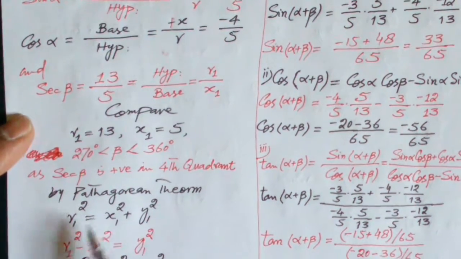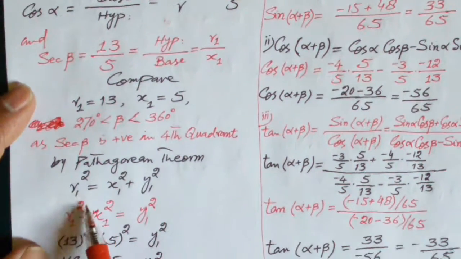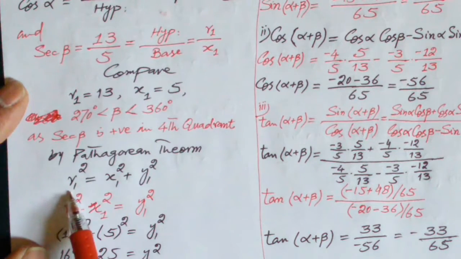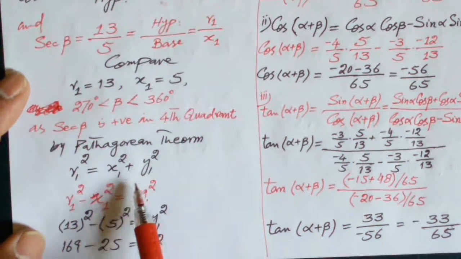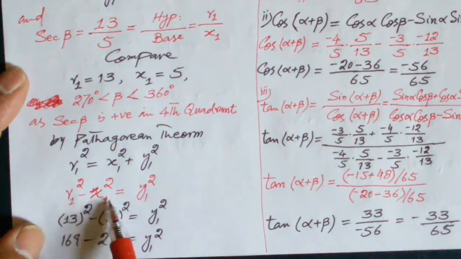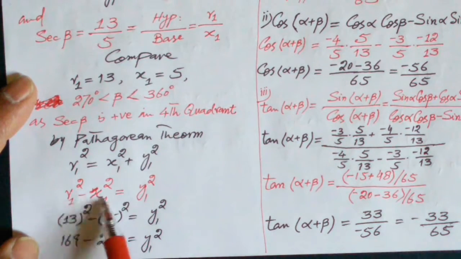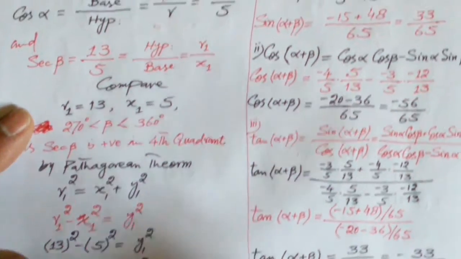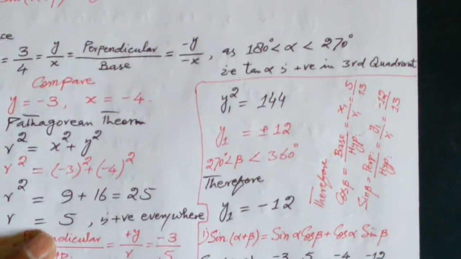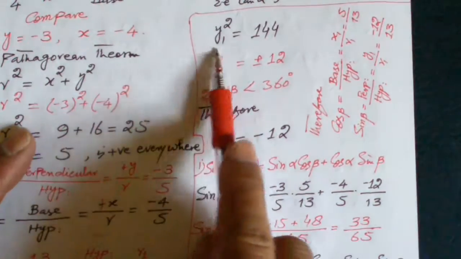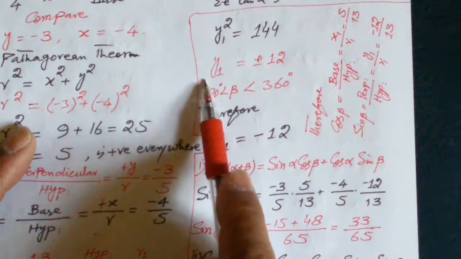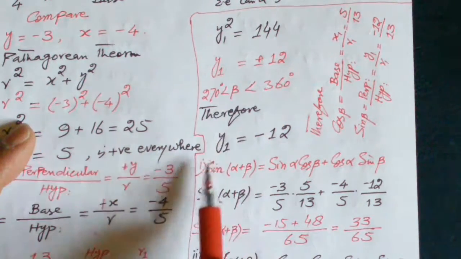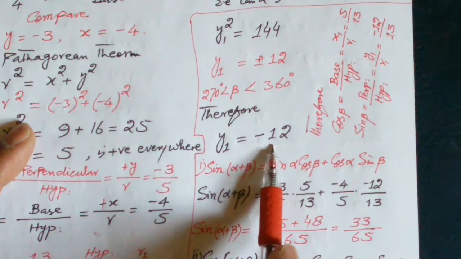To calculate the perpendicular, we apply the Pythagorean theorem, which is r1 whole square is equal to x1 whole square plus y1 whole square. R1 whole square minus x1 whole square is equal to y1 whole square. Substitute the values of r1 and x1. We have 169 minus 25 is equal to y1 whole square. After simplification, we have y1 square is equal to 144. Taking the square root, we get y1 is equal to plus or minus 12. Beta is in the fourth quadrant, therefore y1 is equal to minus 12.